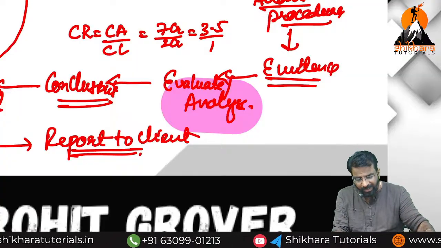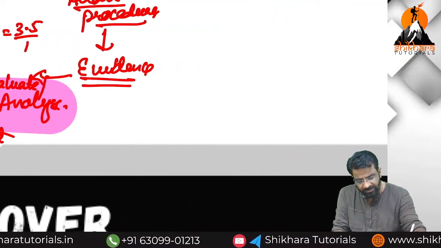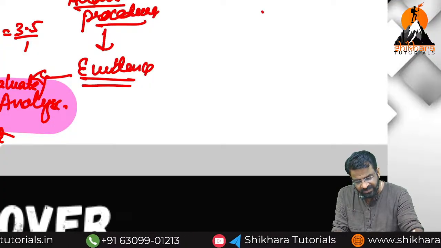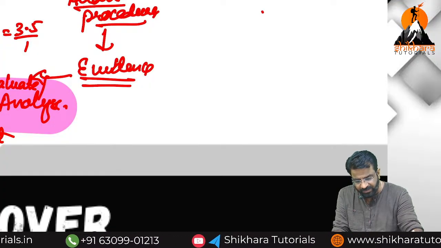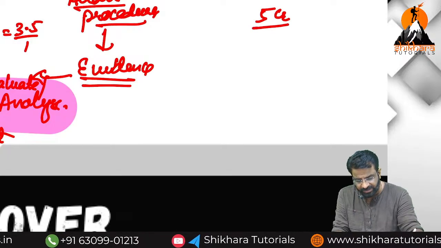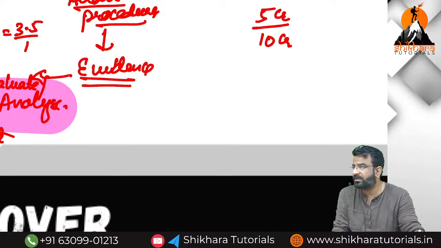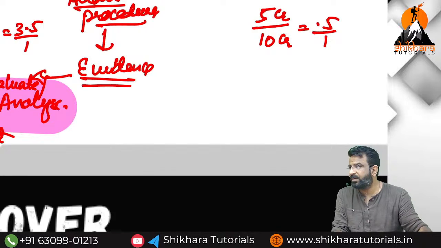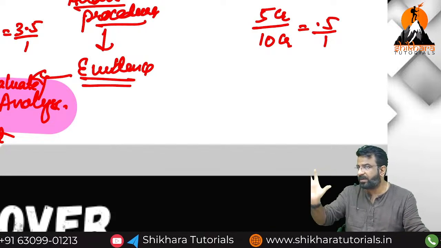Now tell me, what if it is 5 crores current assets and 10 crores current liabilities? Is it 0.5 is to 1? Now read this. How will you interpret this?